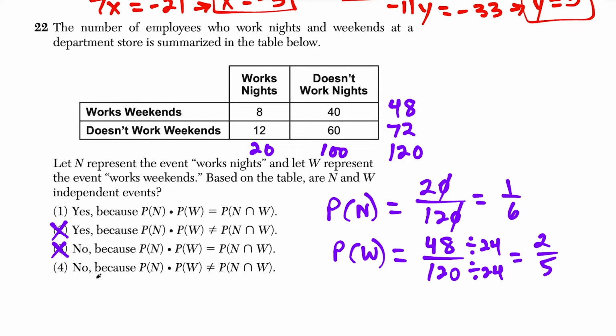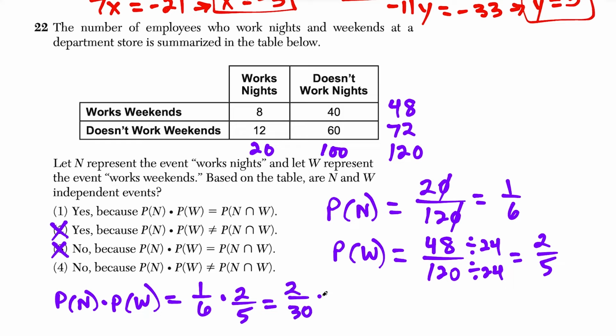So now what I want to find is the probability of n times the probability of w. And this, we would get 1 over 6 times 2 over 5, and this works out to 2 over 30, which then I divide top and bottom by 2, reduces to 1 over 15. So we have to remember this number here. But now we're going to find the probability of n and w in the table. What is the probability that someone is going to work nights and weekends?